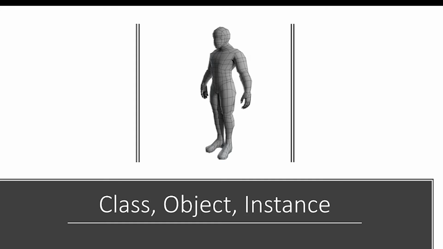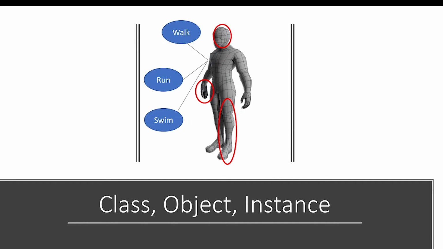Let's take this human as a class. This is a class. We can also call this a blueprint, and this class of human has some attributes: a human has hands, legs, nose, eyes and ears, and it can perform various functions, various actions. A human can walk, run, swim. These functions are basically the methods of this class human, and the red circles are attributes of this human.